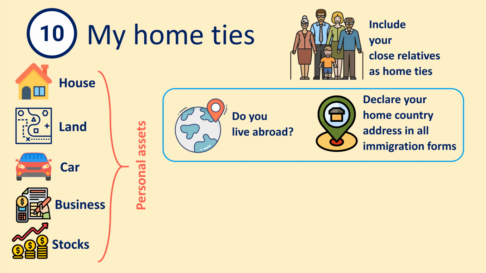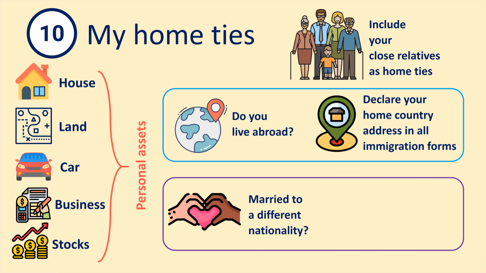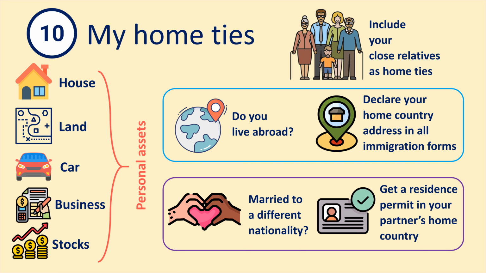You can also mention that you do not have any immediate relatives in Canada. If you are married to a different nationality, it would be great if you can get a residence permit in your partner's home country. This will convince the visa officers that you will leave Canada when your permission to stay expires.